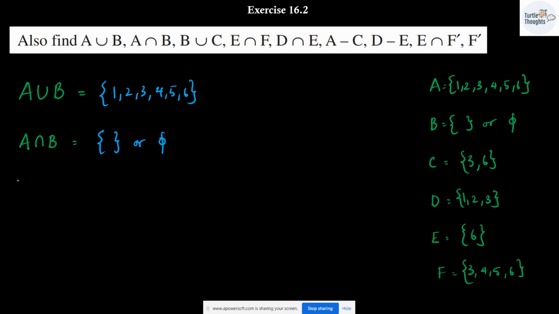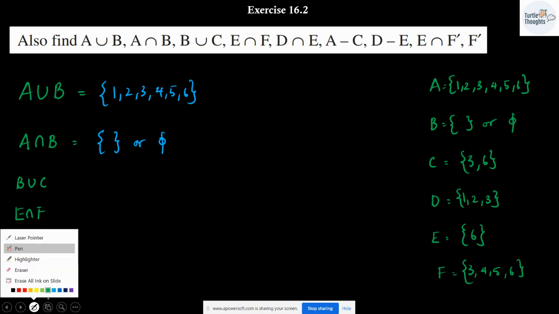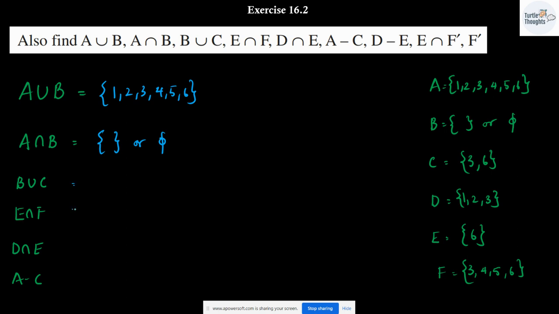Next, we have B union C, then E intersection F, D intersection E, A minus C, and so on. So let me solve all these first. B union C means all the numbers which are in B also and which are in C also. It is going to be 3 and 6. E intersection F is going to be just 6.